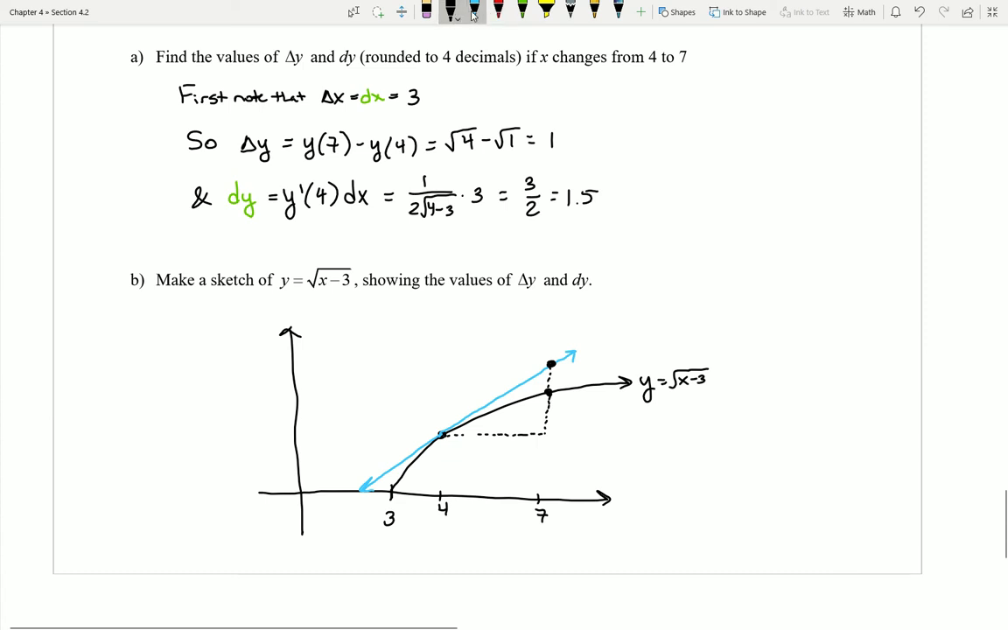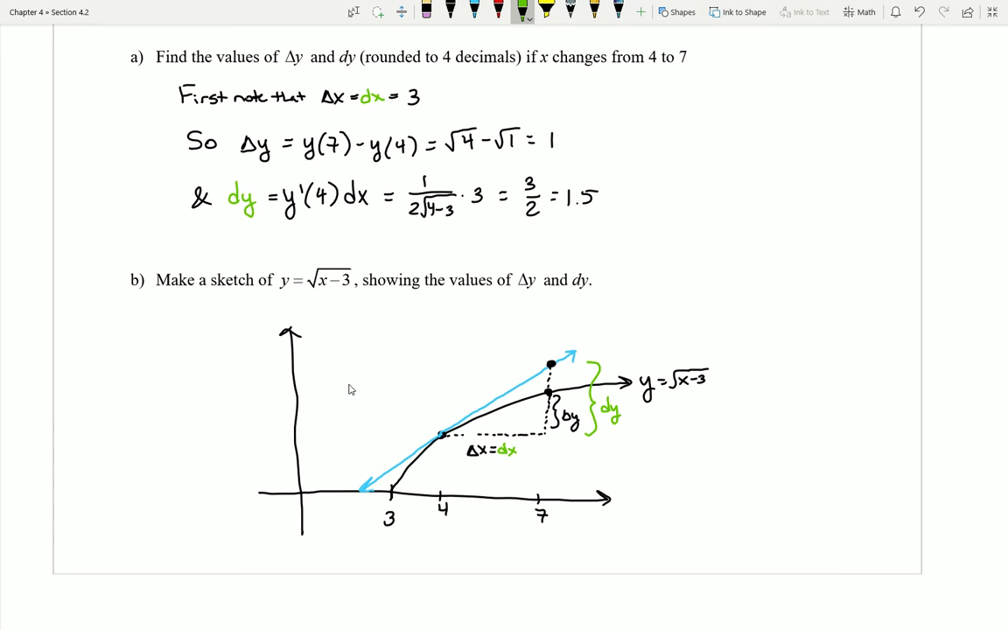So now I can go ahead and do some labeling. This distance in here is my delta x, which is of course identical to my dx. It's that gap of 3. This distance in here is just going to be delta y, how much the function has changed, whereas the distance here is going to be my dy, how much the tangent line has increased. So hopefully you were able to get some answers like this for part A and a rough picture like this for part B.